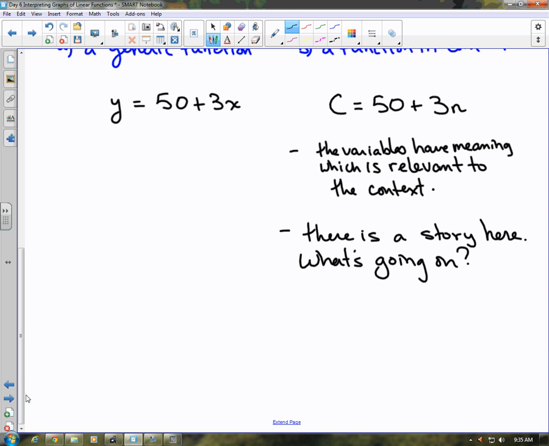Because it's in context, context basically means that there's a story here. Cost and number, what's going on? What is this story about? When we have a function in context, it's important to understand that there is a story here, and we need to understand what's going on so that we can answer some particular types of questions.